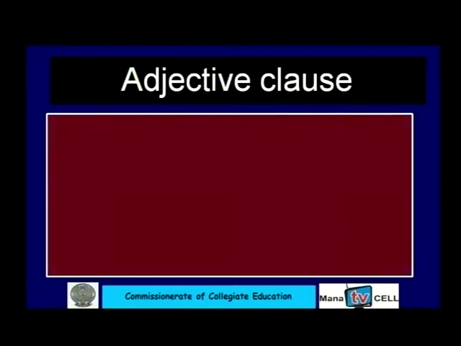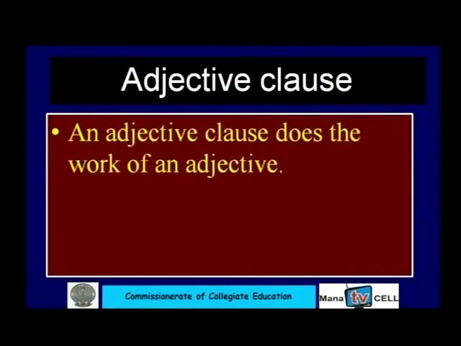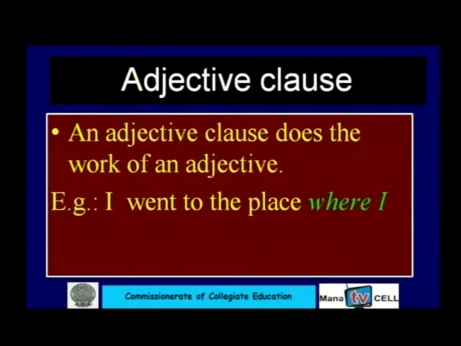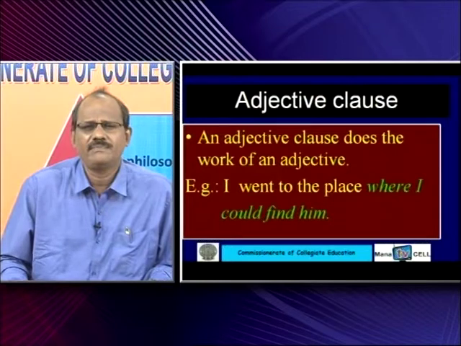Adjective clause. Let us see the definition of adjective clause. An adjective clause is a clause that does the work of an adjective. In the given example, I went to the place where I could find him. Where I could find him is the adjective clause and it is qualifying the noun place.